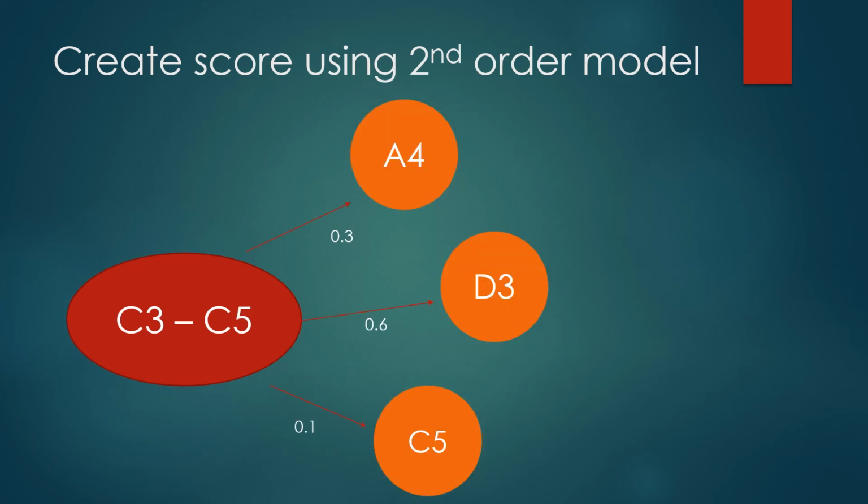Now, our previous two notes are C3 and then C5. We then look at this entry in the probability matrix, which has a 30% chance of choosing A4 next, a 60% chance of choosing D3, and a 10% chance of choosing C5. This process repeats until we've chosen our desired amount of notes.